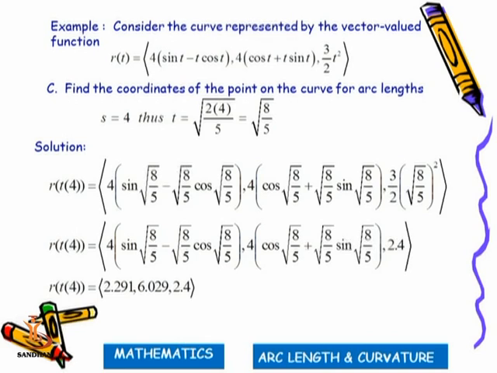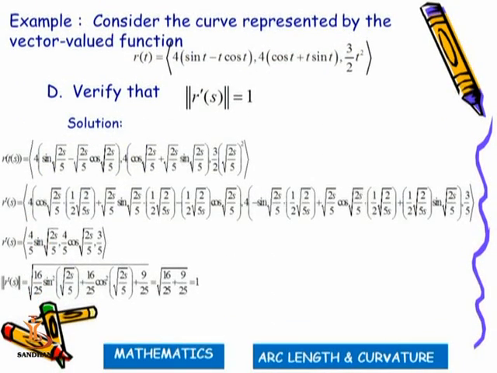If we are taking s equal to 4 in the same example, so t is equal to what? Under root of 2 into 4 by 5. So it will be under root of 8 by 5. When we have t, substitute this value and we get r of t of 4. So 4 into sine under root of 8 by 5 minus under root of 8 by 5 cos under root of 8 by 5, and so on. We will substitute these values. We are getting 2.291, 6.029, 2.4.